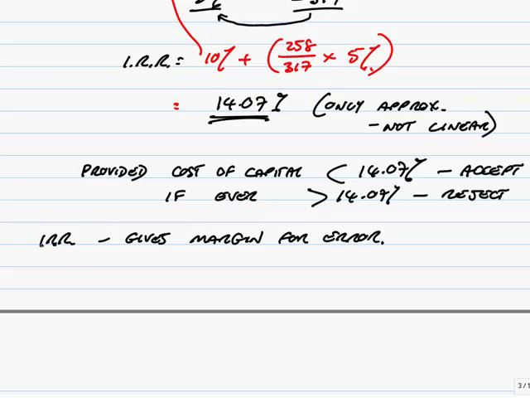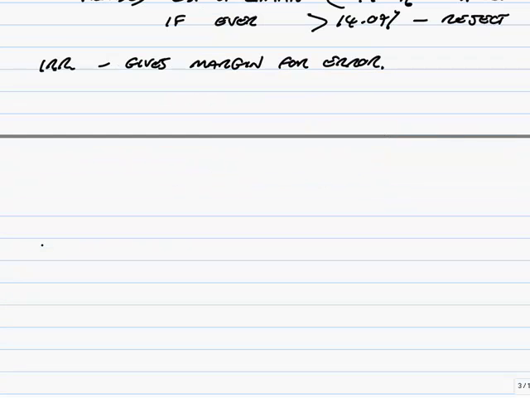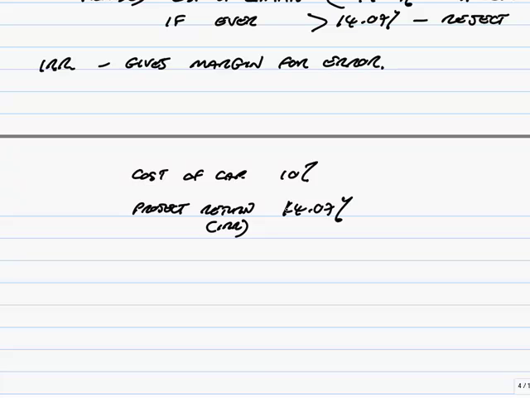The problem is, though, that people tend to use it slightly differently. What they tend to say is, oh, the cost of capital is 10. This project, oh, the internal rate of return is 14. And they say, fine, if you're borrowing at 10 and getting a return of 14, then obviously you should accept. Now, that's not strictly true. I've already said IRR does give a margin for error, but the point is the IRR isn't actually a rate of return itself. It is just break even.